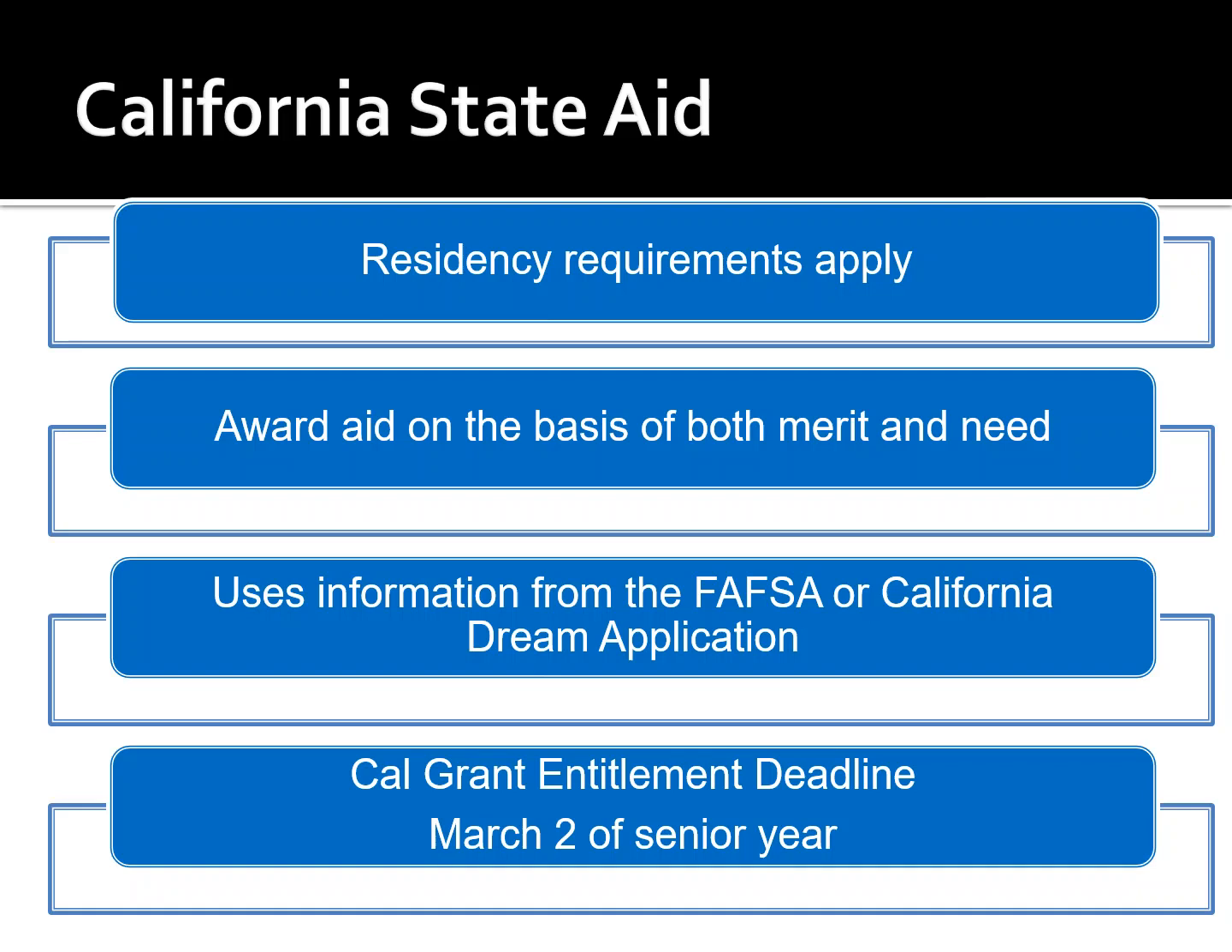So moving on to state aid. This is aid for residents, but there are residency requirements. And this is aid awarded by both merit and need. We'll be talking about the Cal Grants further on. The information from the FAFSA or California DREAM Act is used to establish what California aid the student is eligible for. And one thing to note is a March 2nd deadline of the student's senior year. Complete the FAFSA or California DREAM Act by March 2nd of their senior year in order to receive the most amount of aid.